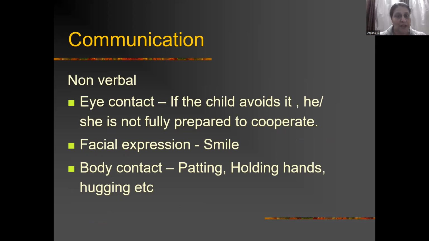Non-verbal communication is through eye contact, facial expression, and body contact. If the child avoids eye contact, he or she is not fully prepared to cooperate. That means you have to still have a behavior modification technique to make the child cooperate, make her look at you so that you can give her or him instructions.